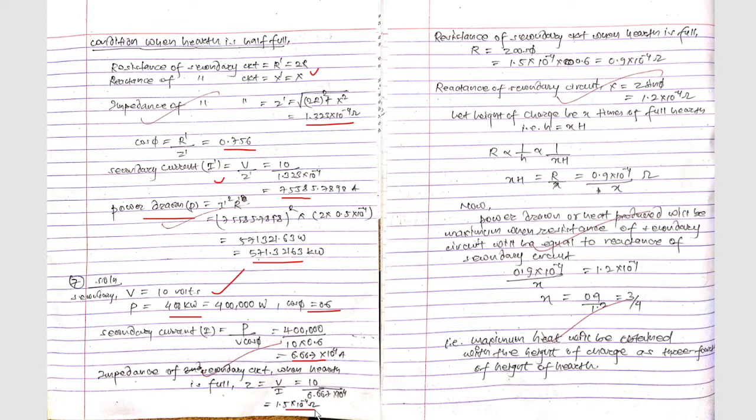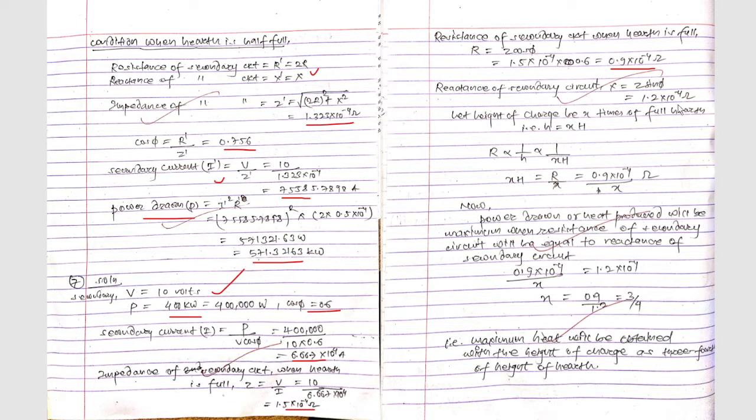Now resistance of secondary circuit when hearth is full, so we'll get here R as Z cos phi, and we have obtained the value of Z and power factor is given, so we'll get the value of R as 0.9 × 10⁻⁴ ohms, and the reactance of the secondary circuit will be X equals Z sin phi. Again we have obtained the value of Z and we need to substitute the value of sin phi, and sin phi will be root under 1 minus power factor, which is given as 0.6, so root under 1 minus 0.6 square.